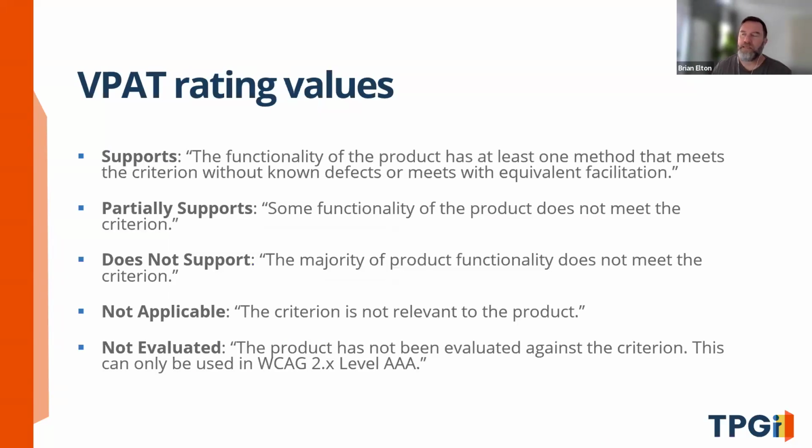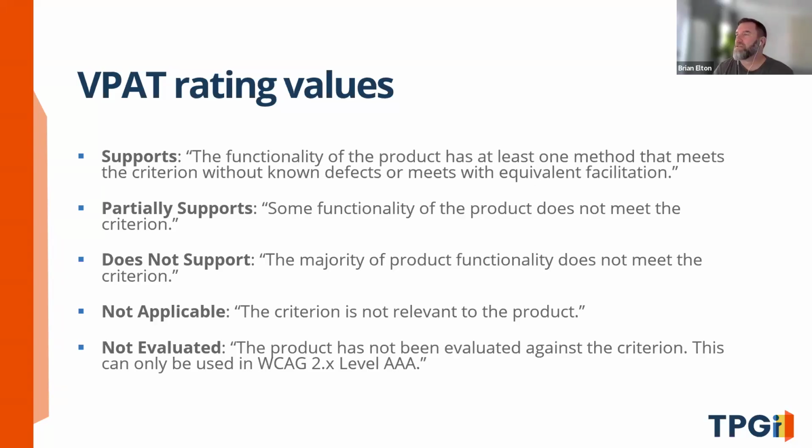So those are the 4 parts. And then, as I talked about, the conformance level. There are different VPAT conformance levels or ratings that you can give. So supports, these are all quotes from ITI from the actual template itself. If something has a rating of supports, that means the functionality of the product has at least one method that meets the criterion without known defects or meets with equivalent facilitation.